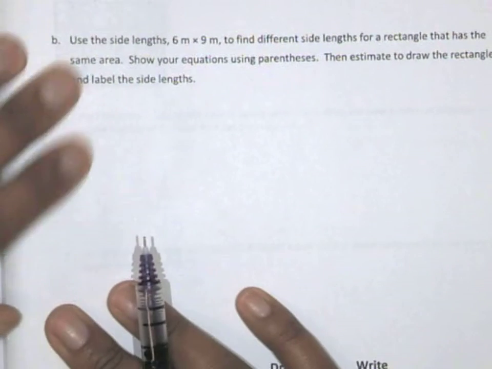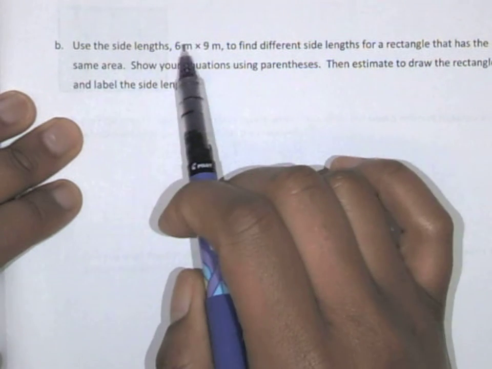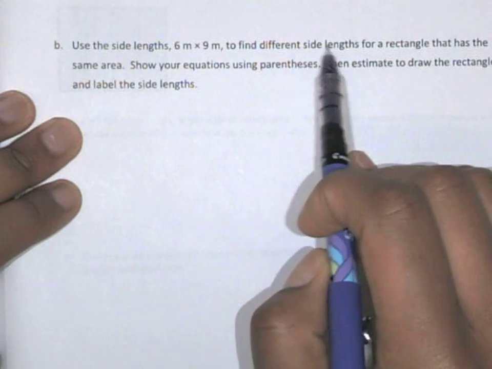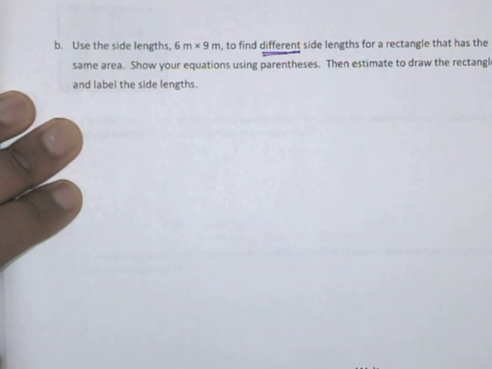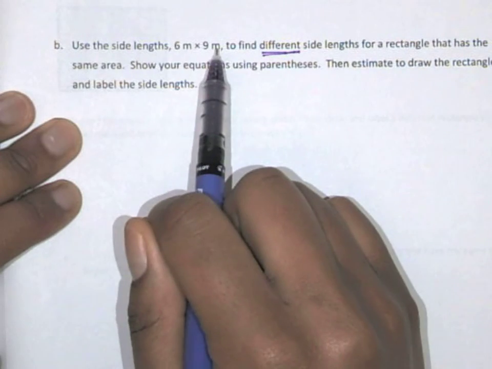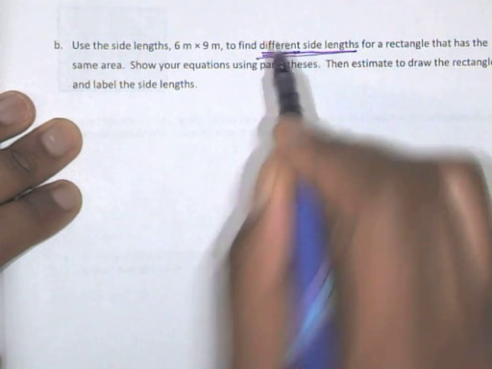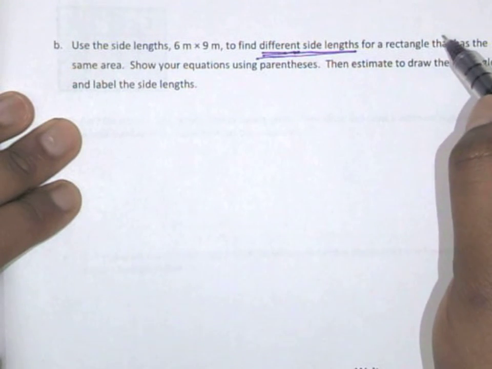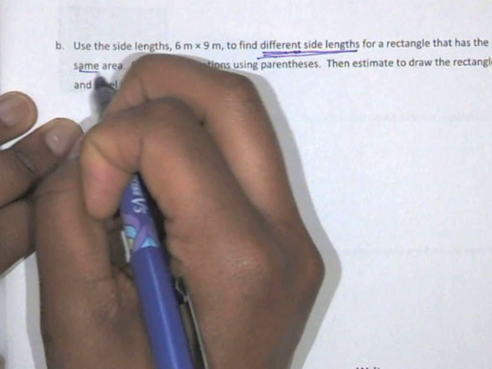Alright, scholars. So let's read this together. Use the side lengths 6 meters times 9 meters to find different side lengths. I think the word different is important because now I know that when I do look for my side lengths, they cannot be 6 and 9. Okay, so it's very important for different side lengths to be underlined. We have to remember that. For a rectangle, I know what type of shape I'm using that has the same area.